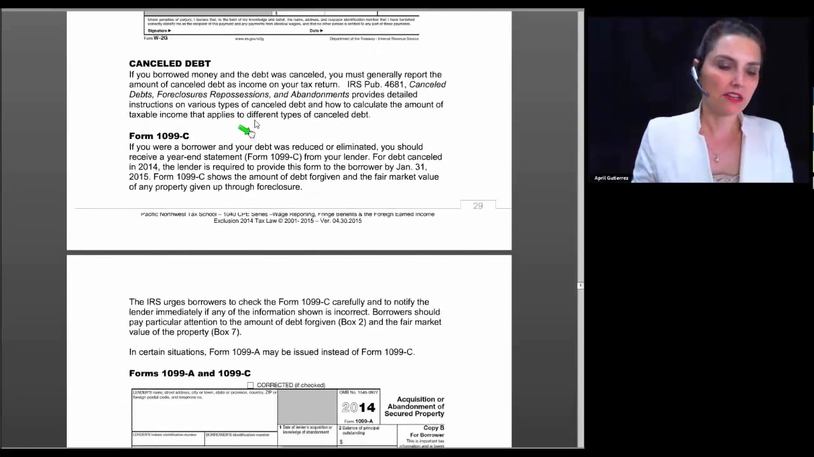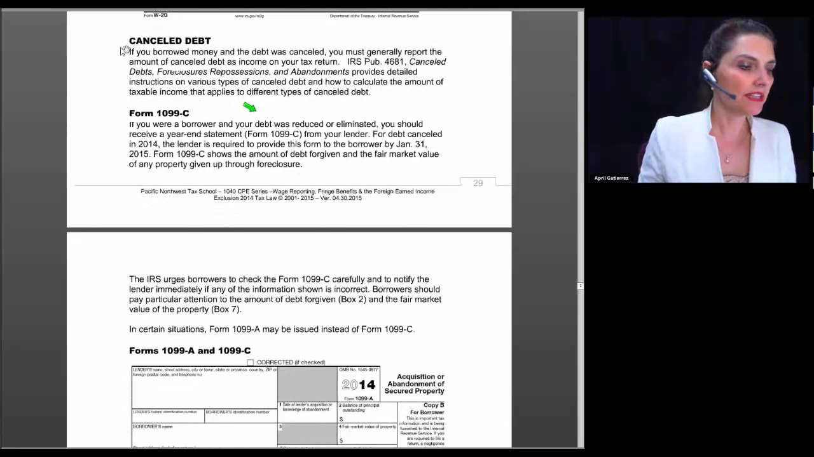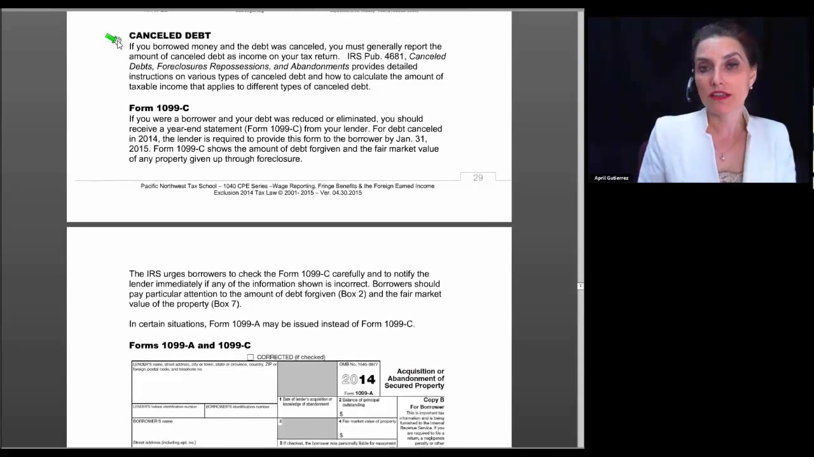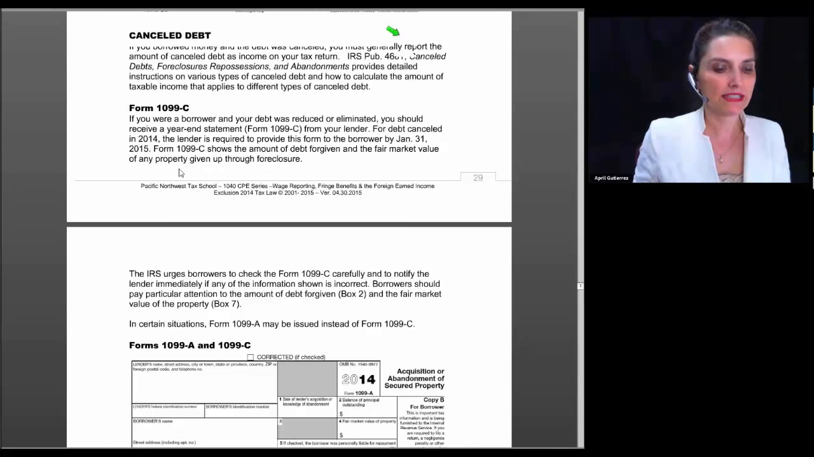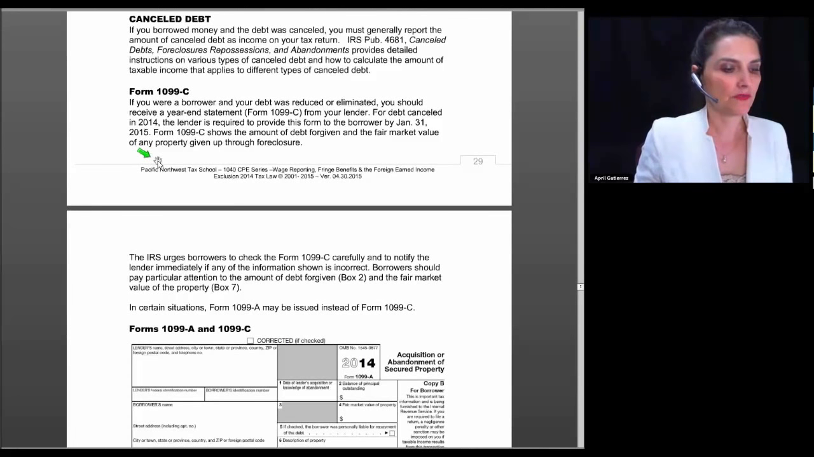The next item we're going to look at is canceled debt. Now, canceled debt is usually taxable income to the person for whom the debt was canceled, and that canceled debt would be entered on line 21, and you would describe it as canceled debt. If you borrowed money and then that debt was canceled, you generally report the amount of canceled debt on your tax return, but not always. If you want to read more about canceled debt, the IRS has a publication on it, 4681, Canceled Debts, Foreclosures, Repossessions, and Abandonments. You can get detailed information on it there.